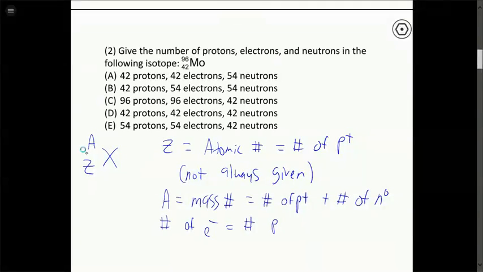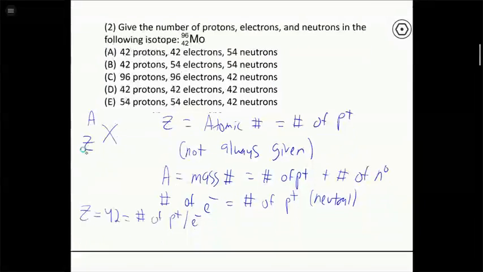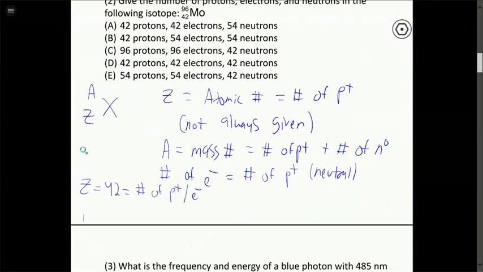Alright, so as long as it's a neutral atom with no charge, we just have equal numbers of protons and electrons to balance out the charge. Alright, so this one is neutral, so we have the same number. Alright, so we have our Z, which is number 42, so that means we have that many protons and electrons. So we have 42 each for protons and electrons, and then the mass number is 96, which is 42 protons plus however many neutrons, which works out to then 54.